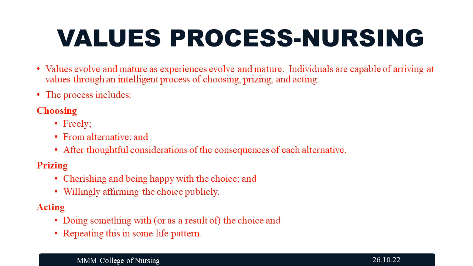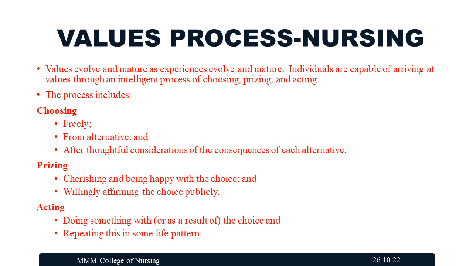In this, the person has to choose freely from the alternatives and after thoughtful consideration of the consequences of each alternative. Prizing: cherishing and being happy with the choice and willingly affirming the choice publicly. And acting: doing something as a result of the choice and repeating this in some life pattern.